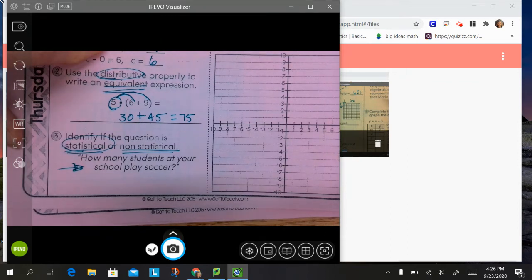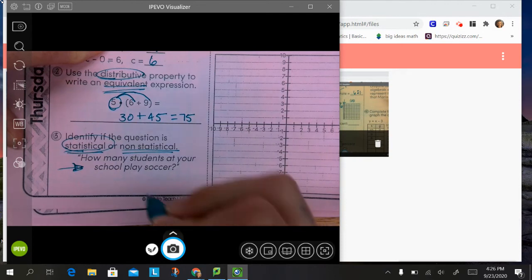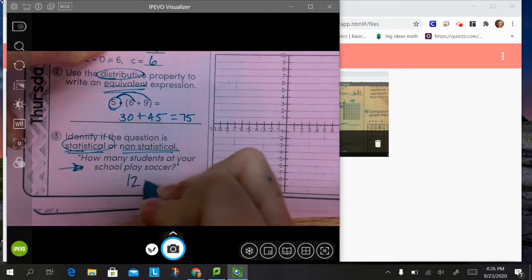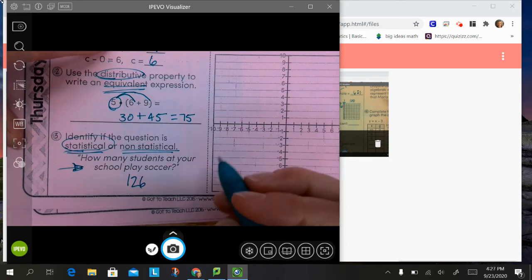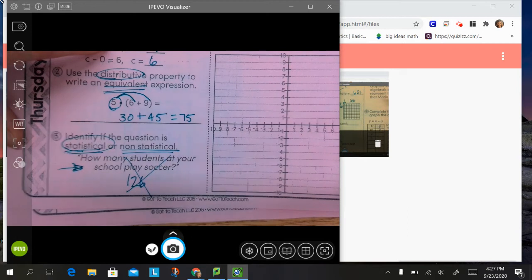So I'm going to say that I did this, and I asked all the kids at my school, how many of you play soccer? And 126 of them said, you know what, Mrs. Townsley, I play soccer. Okay, fine. I'm glad you guys play soccer, but guess what? This is not statistical. There's not enough information there. There's only one answer. Okay, so that doesn't work. So it's non-statistical. All right, good job.